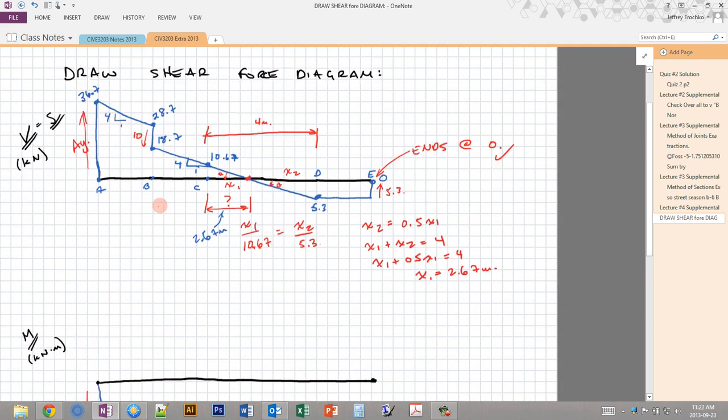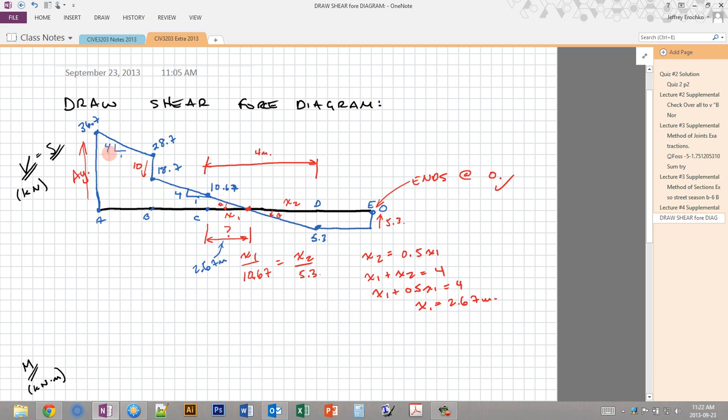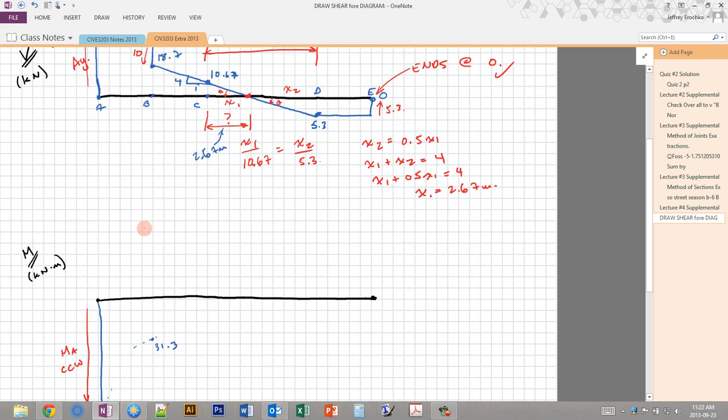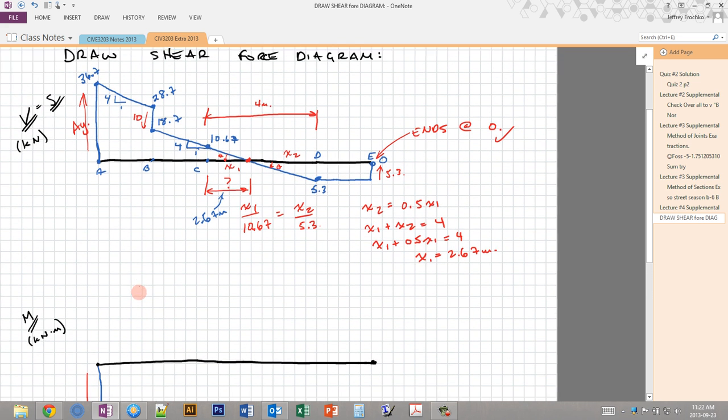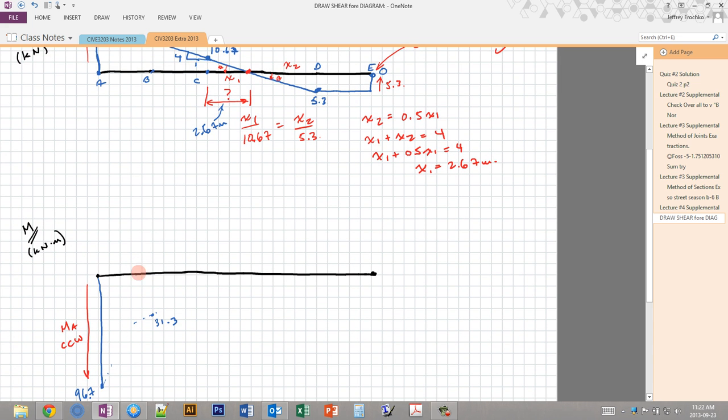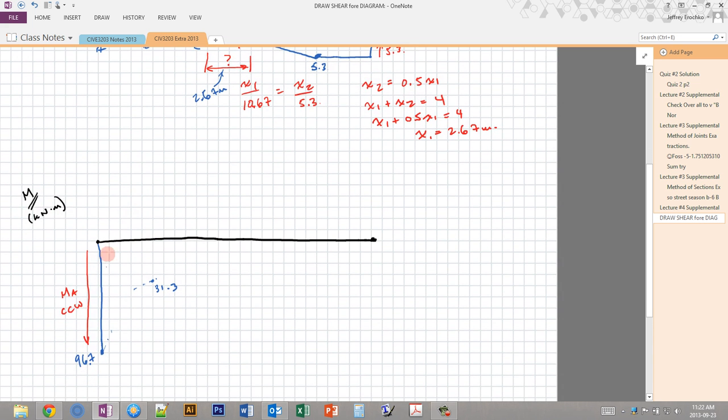So when you integrate a straight line, you get a parabola. If the shear force diagram is constant, then when you integrate it, you get a straight line on the moment diagram. And if the shear force diagram has a parabola on it, then the moment diagram is going to be a cubic. Okay, so we can draw the shape here. Approximately, it's going to look something like this. So we know that it has to change, something like that.